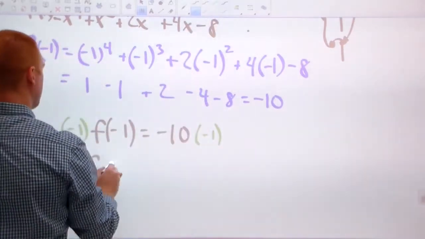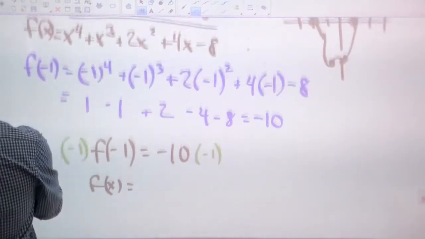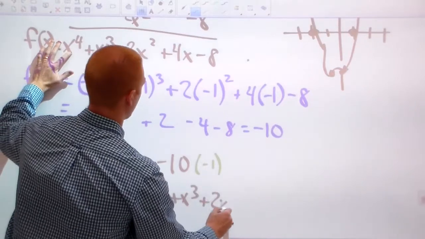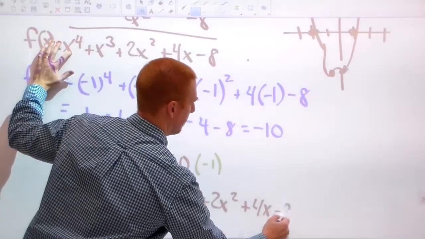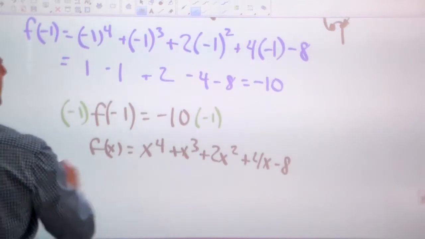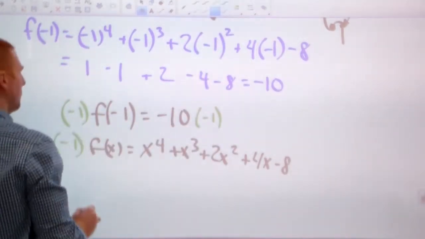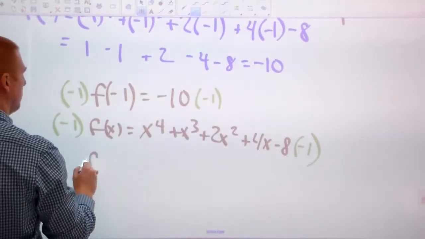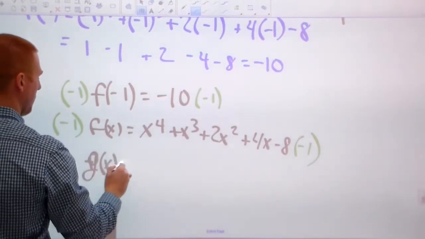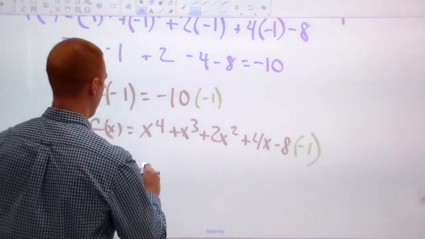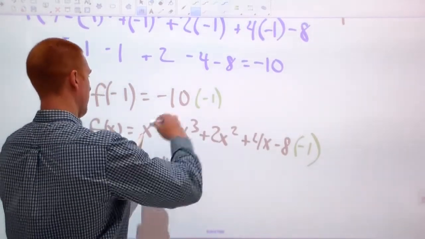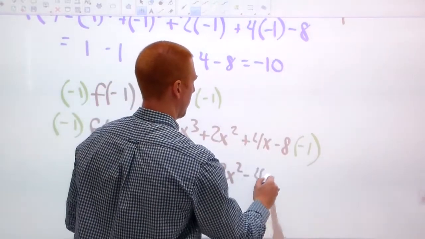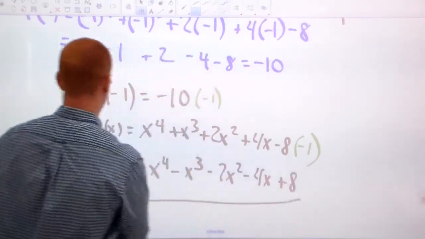So if f of x was x to the 4th plus x cubed plus 2x squared plus 4x minus 8, and we'd like to multiply that whole thing by -1, then we do it to both sides. And your function, I'll call it g of x, just to show that this is a little bit different function than we started with. You need it to be -x to the 4th minus x cubed minus 2x squared minus 4x plus 8. All right, and that would do it.